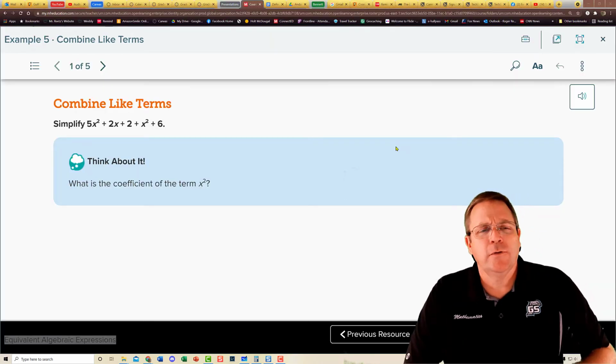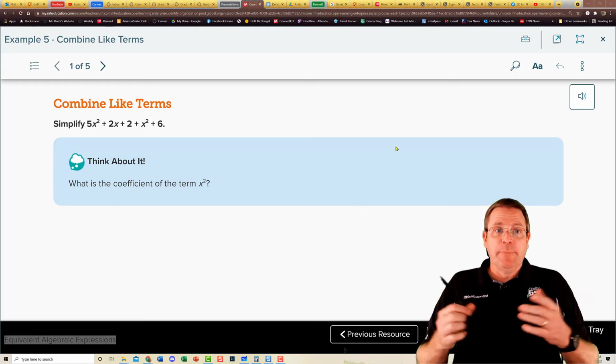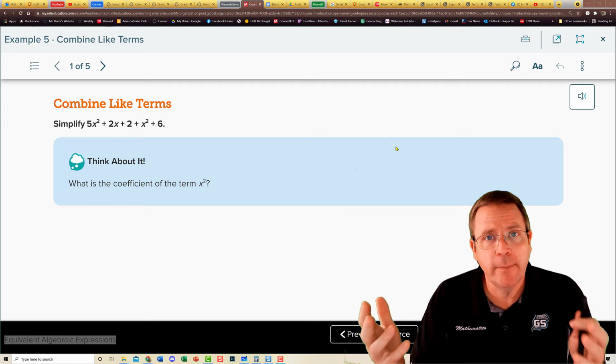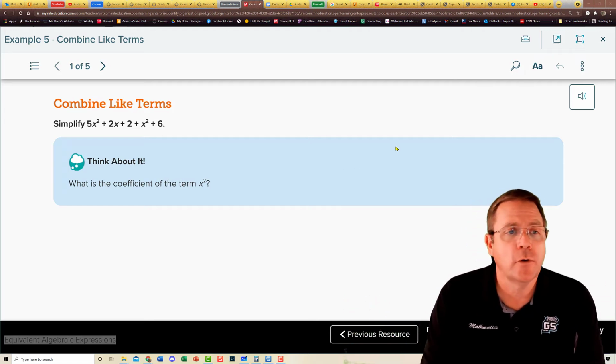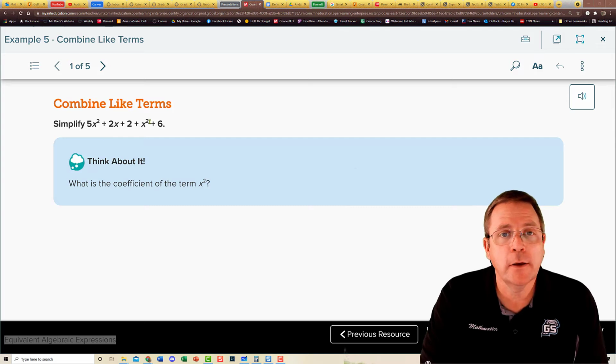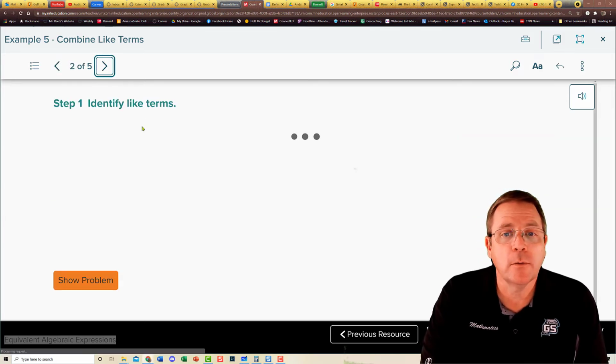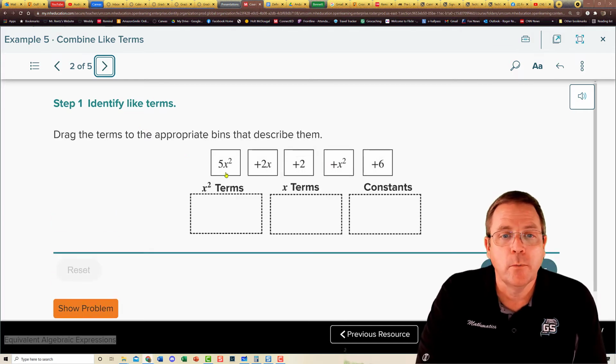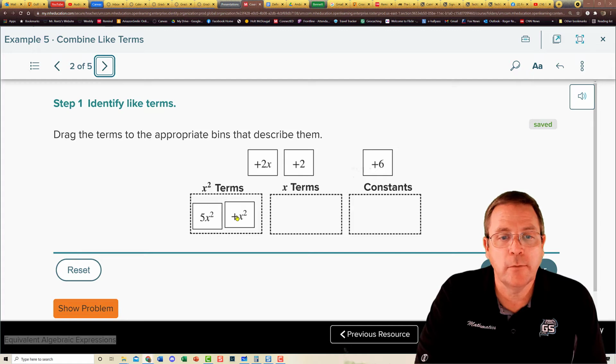But what happens if you start throwing in things like exponents into it? That's okay, because ones with the same x variable and same exponents, those are like terms. So in this case here, the 5x squared and the x squared are going to be a like term, and you're going to see that when they start working the problem here. So what are our like terms? First, we're going to take our x squareds. Those are going to be right there.